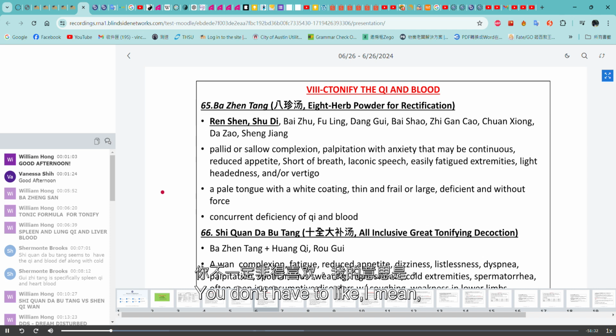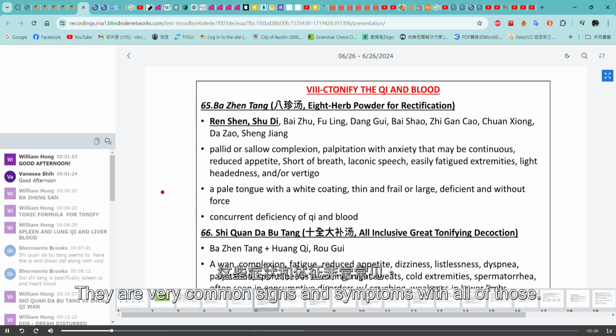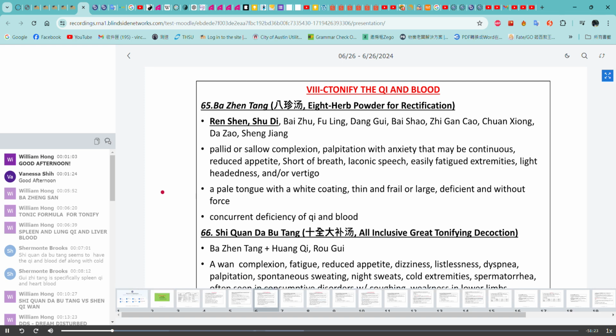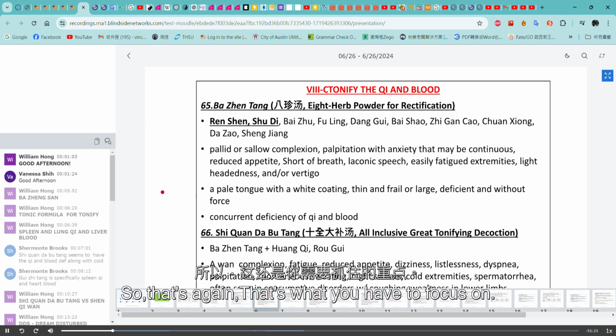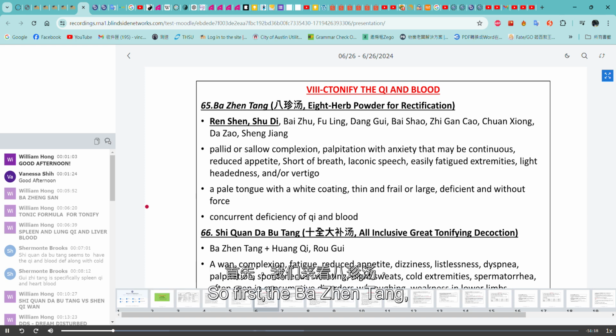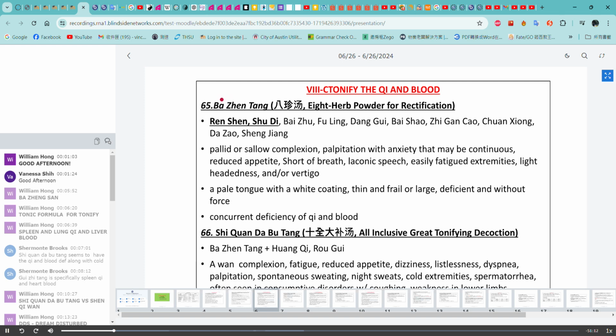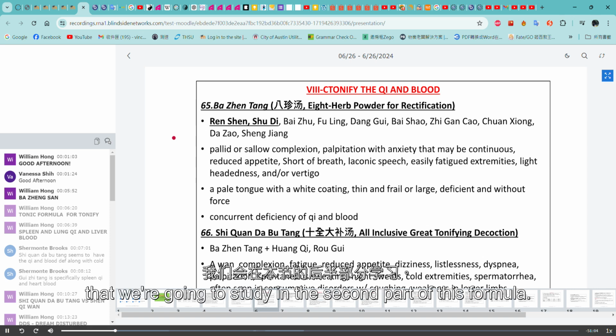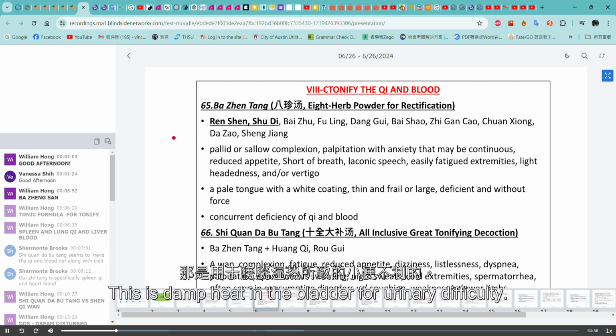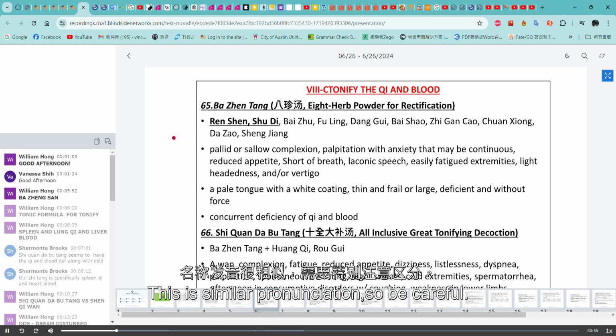Basically with this qi and blood deficiency, there are very common signs and symptoms with all of those. But what makes this different? That's what you have to focus on. So first, the Ba Zhen Tang, right? This Ba Zhen is 8 powder. There's another famous formula, Ba Zheng San, that we're going to study in the second part of this formula. This is damp heat in the bladder for urinary difficulty. This is Ba Zhen Tang, similar pronunciation, so be careful.